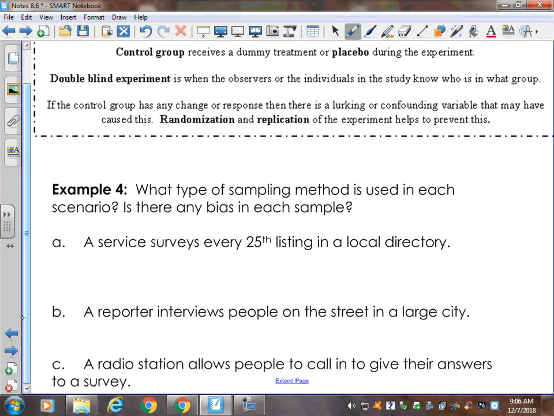So what type of sampling method is used in the next scenarios, and is there any bias? A survey of every 25th person in the local directory. So if I'm asking every 25th person, then that is systematic.